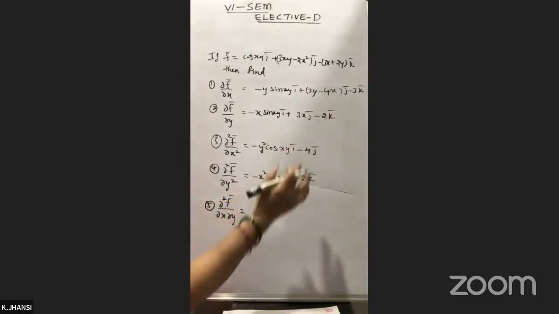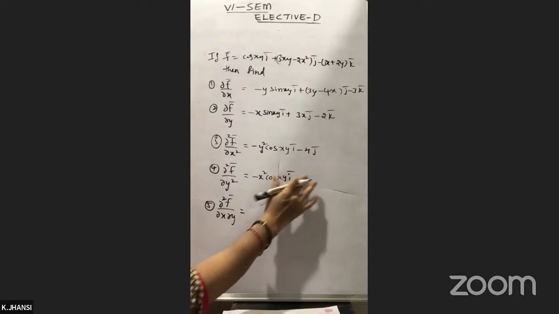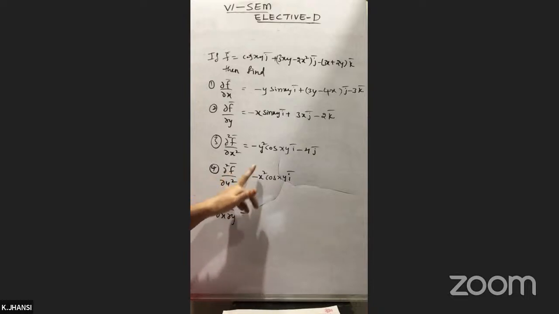So whenever 2k is there, this is 0. Why? Because it is the constant term. So only ∂²f/∂y² value is minus x² cos xy into i.